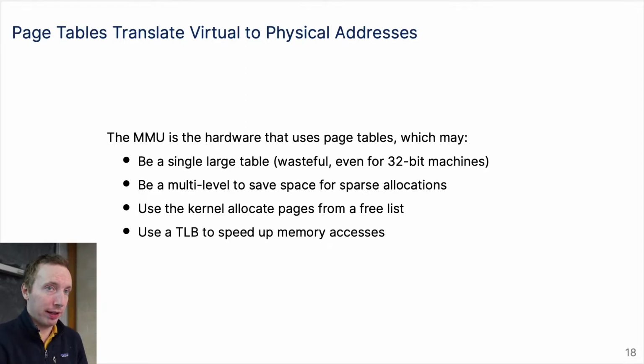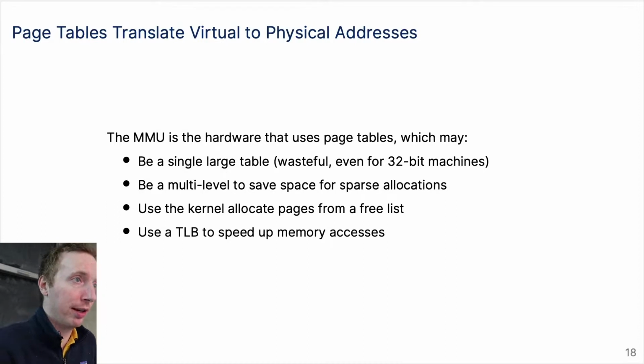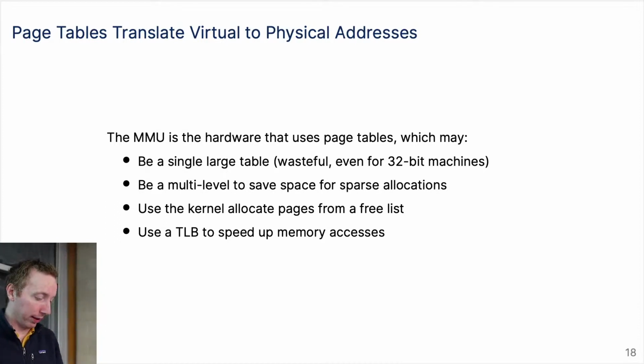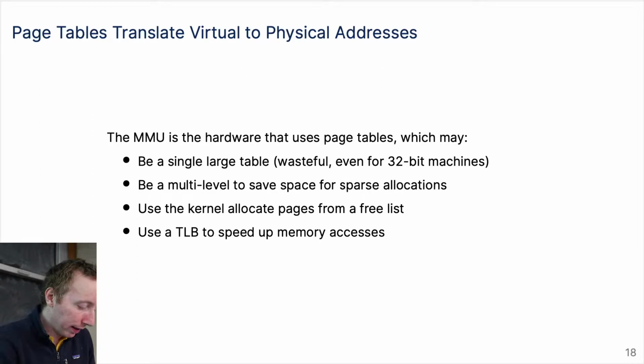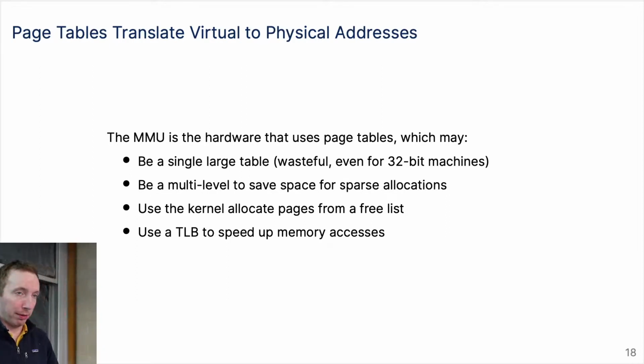So we use multi-level page tables to save space for sparse allocations, and the kernel can just allocate pages from a free list. Its allocation and deallocation strategy is quite simple. It's just adding and removing from a linked list. And then finally, we saw that we use the TLB to speed up our memory accesses, which essentially just acts as a cache. So any questions before we wrap up?